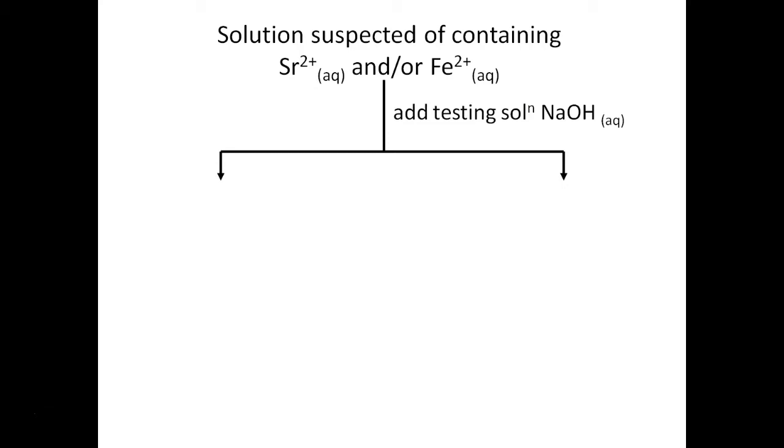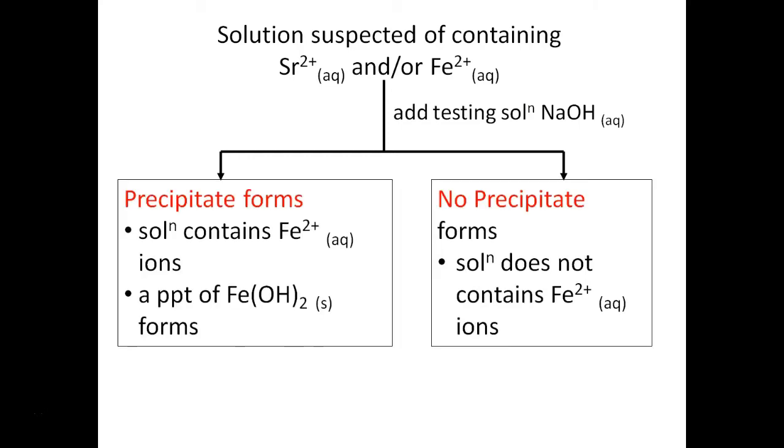Now when I add my sodium hydroxide to my sample, I have two possible outcomes. The first outcome is that a precipitate forms. And if a precipitate forms, then I can conclude that the solution contains iron-2 ion, because I know that iron-2 ions with hydroxide ions will form an insoluble compound. So I can say that my precipitate is iron-2 hydroxide.